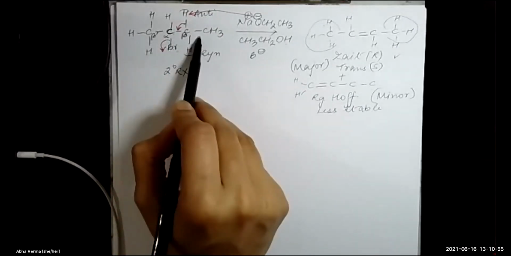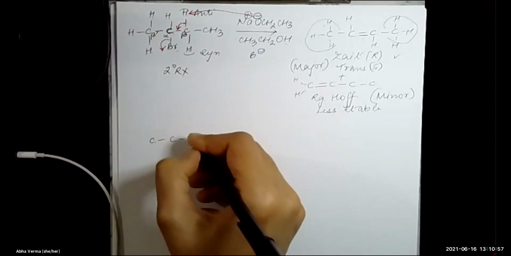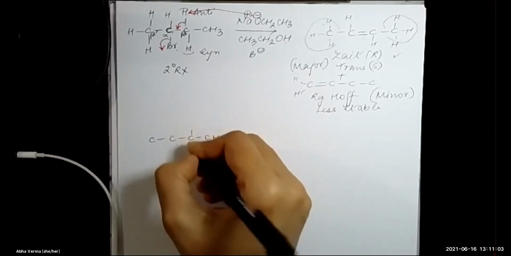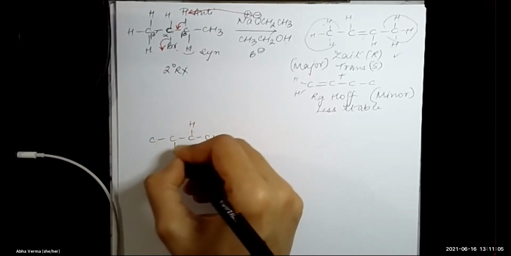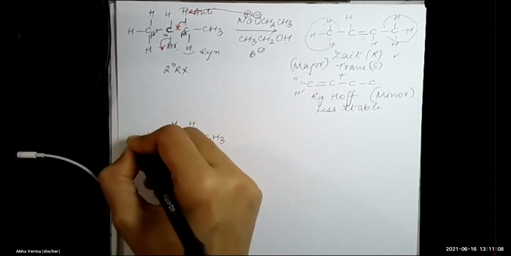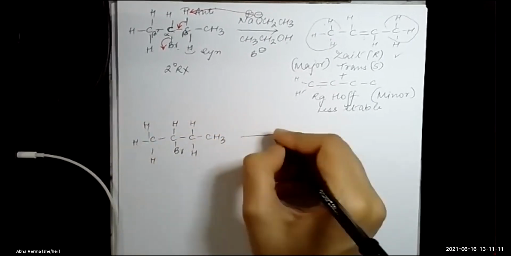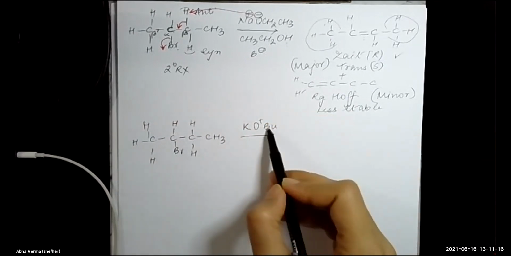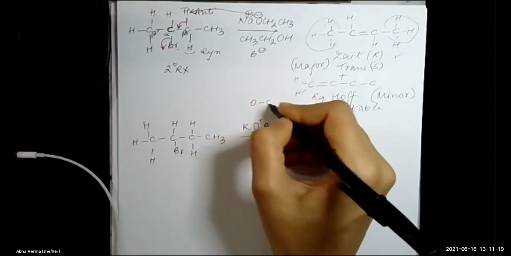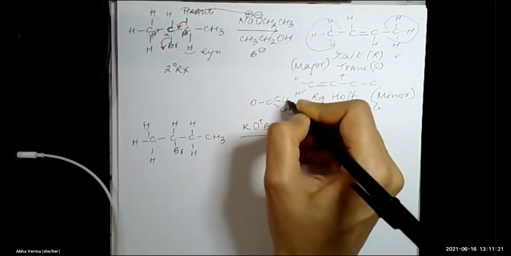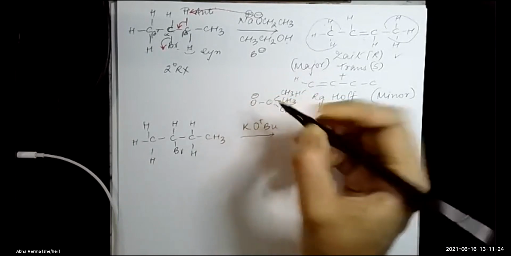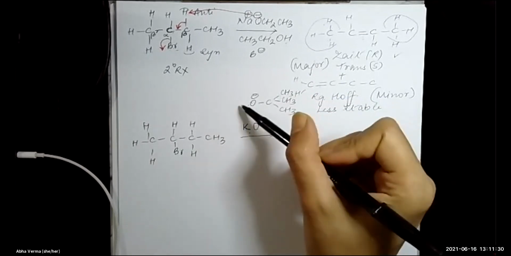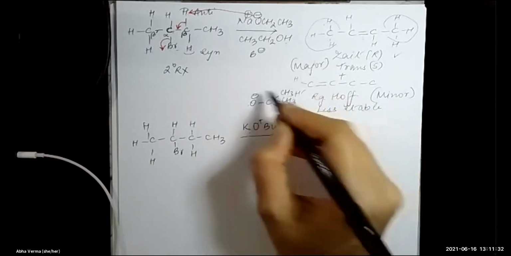I'm going to draw the same structure, same substrate that is. And instead of using the regular base, I'm now going to use a bulky base. Potassium tert-butoxide. What is tert-butoxide? This is what a tert-butoxide looks like. Your metal ion can be potassium, which most probably will be potassium, but sodium can also be right here.